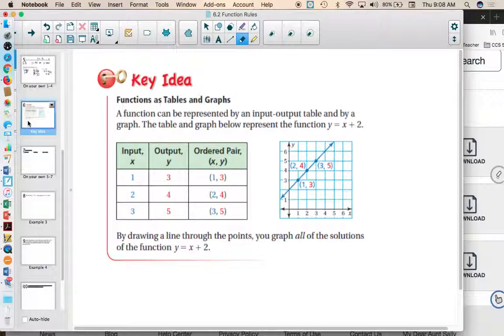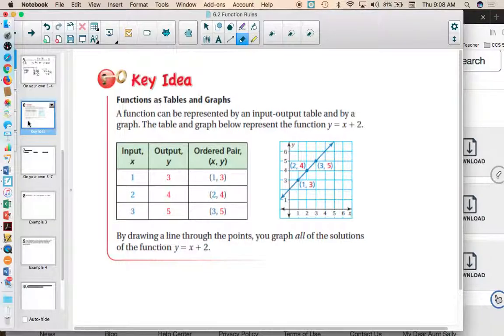Well, we did graphing for a reason. We're going to take what we knew, and we can create a table. All this is the input, the output, and what you get when you're done. Okay? Input, output, and the ordered pair. As long as you have a set of ordered pairs, you can graph it.